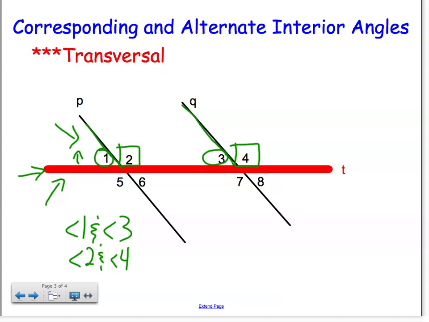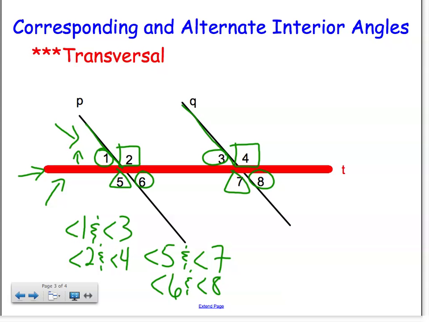See if you can find another corresponding angle. I would say angle 5 and angle 7. And the last ones that we'll see are going to be angle 6 and angle 8. These are all corresponding angles. Excellent to write down in your notes if you haven't done so already.